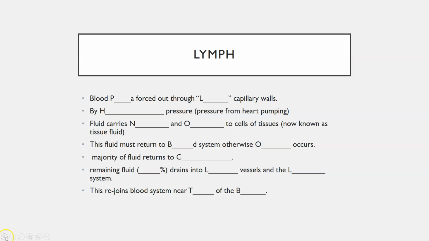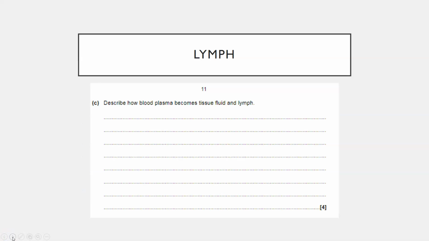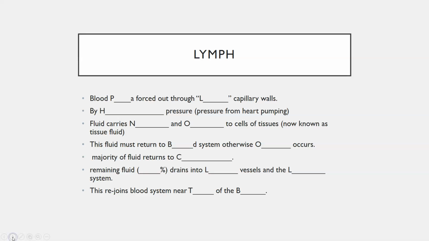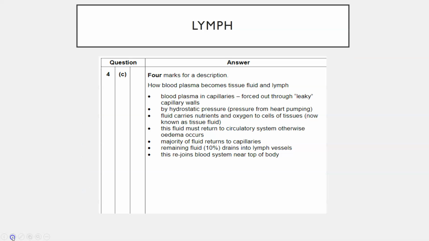So the question was, describe how blood plasma becomes tissue fluid and lymph. Here's the fill in the blanks that would help you out with that question. So pause it. Okay, so here you go, and this is the answer. Blood plasma in capillaries is forced out through leaky capillary walls by hydrostatic pressure. That's pressure from the heart pumping. Fluid carries nutrients and oxygen to the cells of the tissue, which now is known as tissue fluid.